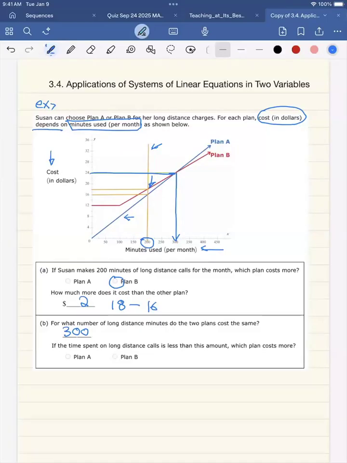The next question: if the time spent on long distance calls is less than this amount, which plan costs more? What we have to do is observe what happens in this region because it's less than that amount. In that region, plan B costs more. When we draw the vertical line, the red line is always higher than this blue line. So plan B costs more.